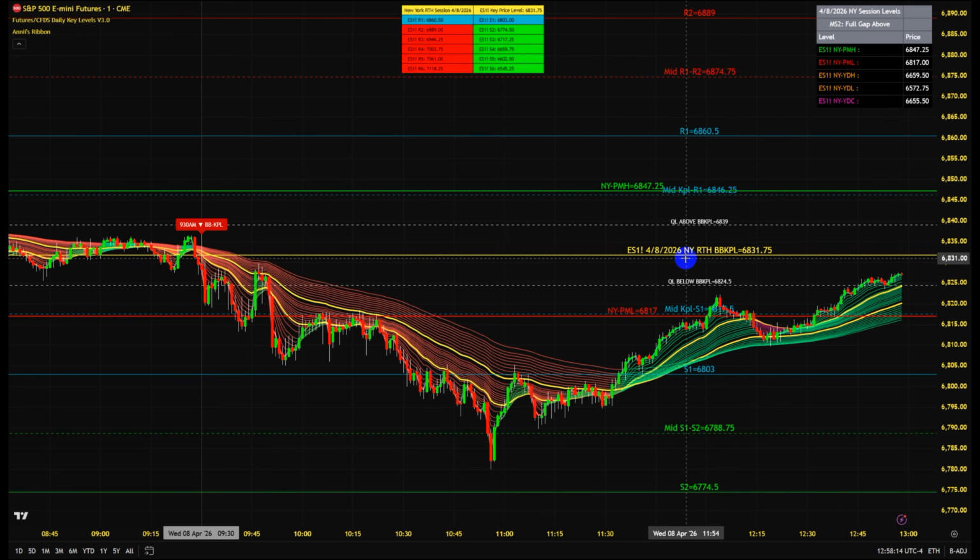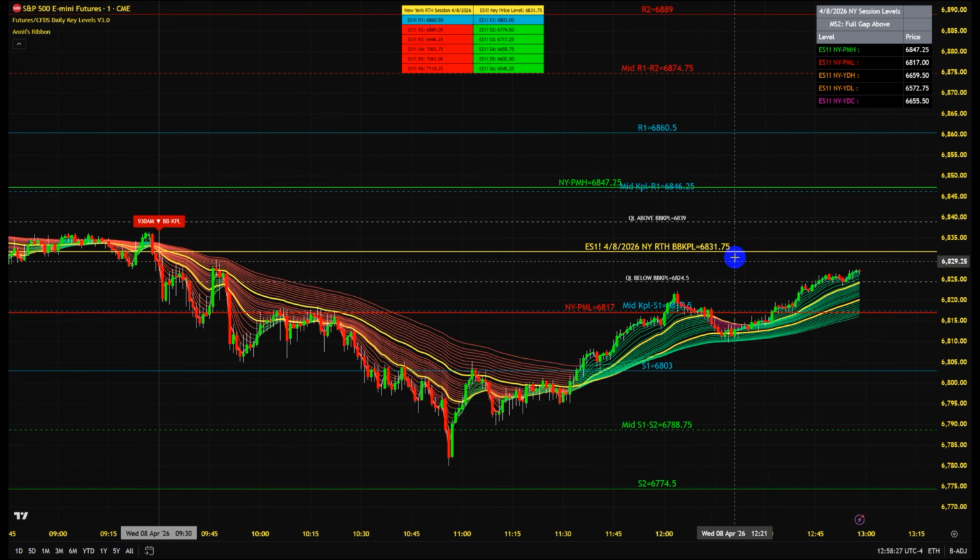If instead this was a bullish trade, then it would be the exact opposite. Our tight stop loss would be the QL below the BBKPL here, or our standard stop loss would be the midpoint below. And it works the same off of the other levels.